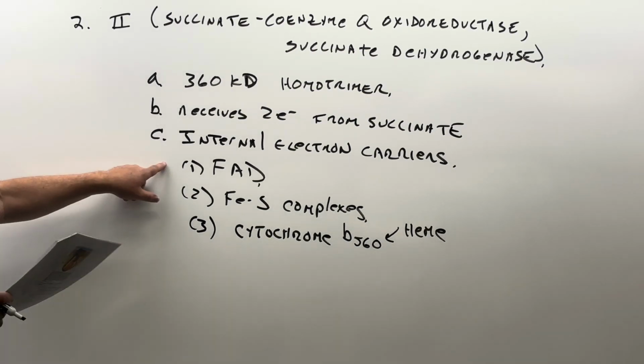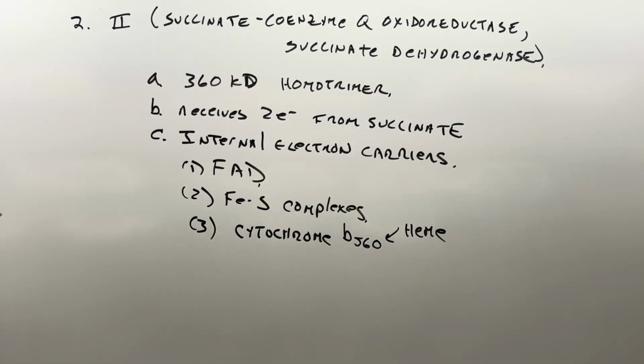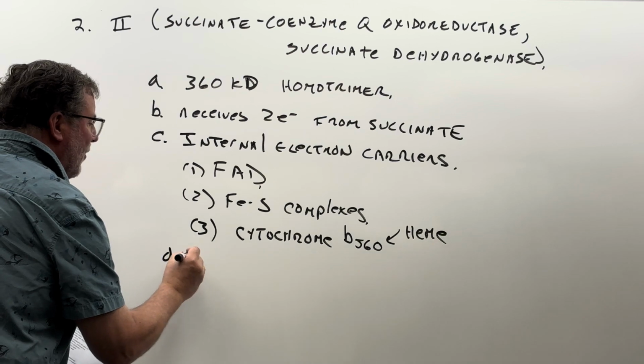Okay, internal electron carriers: FAD, iron sulfur complex, cytochrome B560 heme. I'll show you the structure of that in a little bit. Let's see what else. Oh, the other thing is that there's no H+ transport.